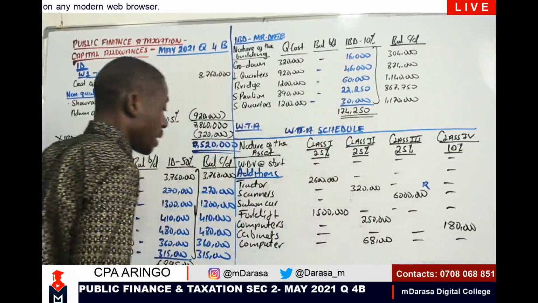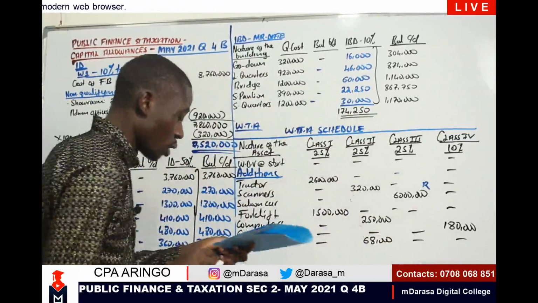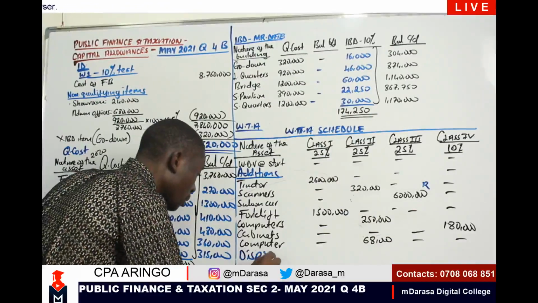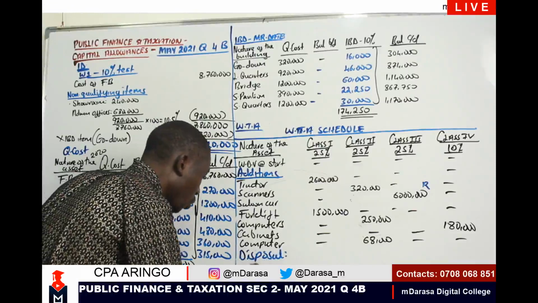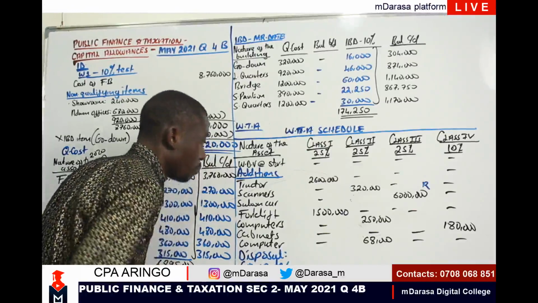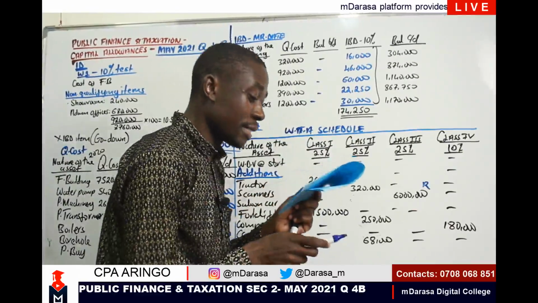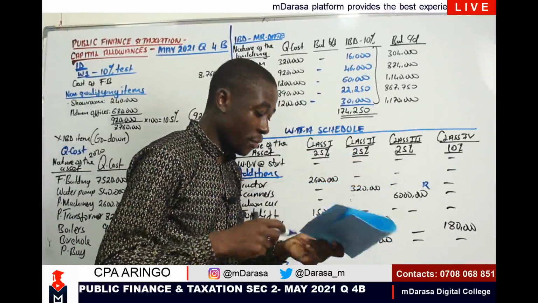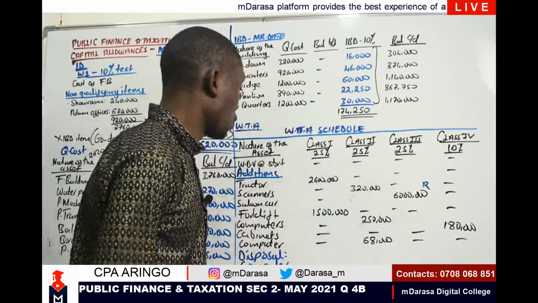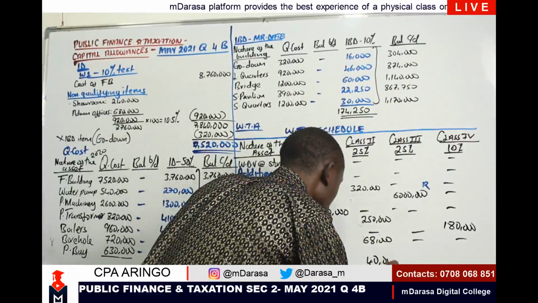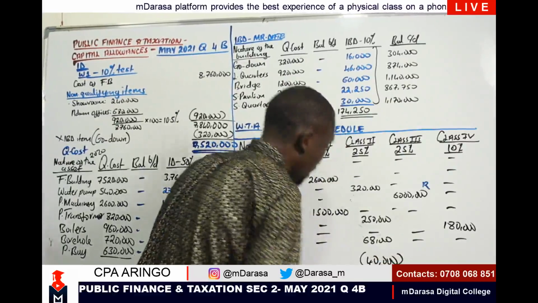But at the same time, we also had a disposal. Disposal of our computer here. Disposal of the computer, a figure of how much? Trade-in value was how much? 40,000. The trade-in value was 40,000. So that is what I'm going to take as the disposal value, 40,000, which we have to deduct there.